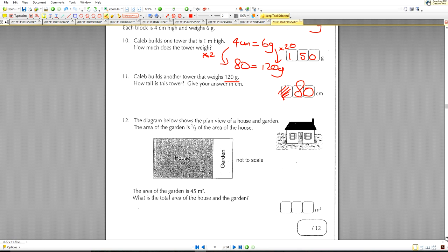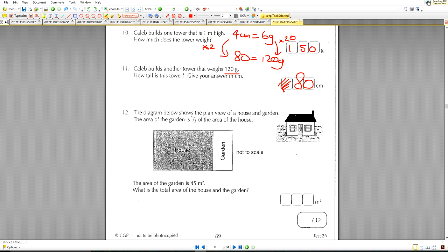So let's have a look at the information they've given us. The area of the garden is 45 meters squared. So this part is 45 meters squared. What is the total area of the house and the garden? It says the area of the garden is 1/3 of the area of the house. So that means the house is 3 times the area of the garden. So we're going to have here 45 times that by 3. This is 1/3, and this is the full amount. So this will be 3 times that if you go backwards. So you have to do here now 45 times it by 3.